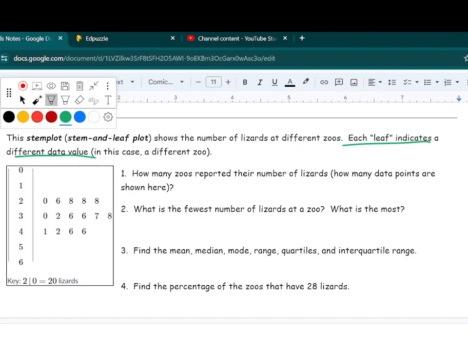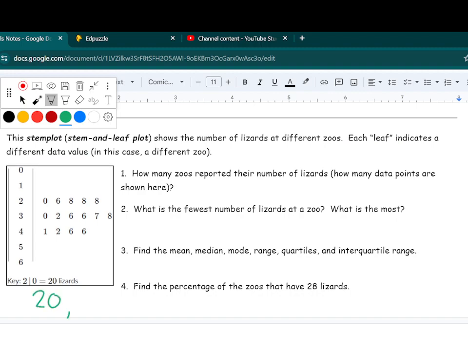So sometimes it can be difficult to know how to read a stem plot. One recommendation that I have, if it's tripping you up, is to write out what your data values are. So we know that 2 line 0 is 20.